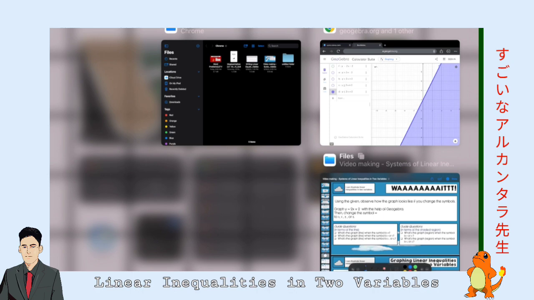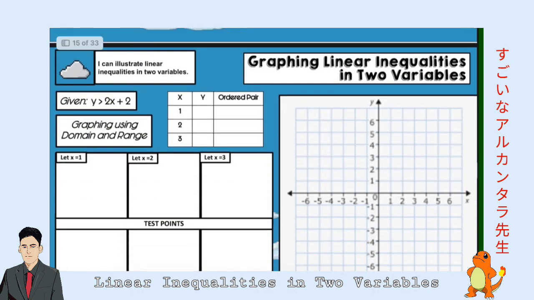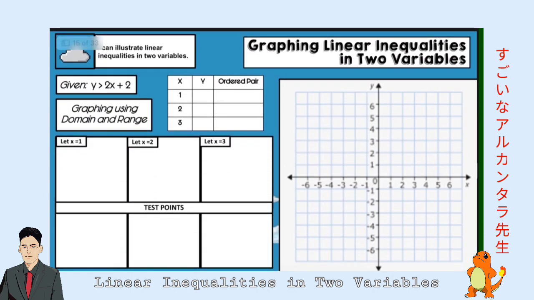Okay, let's continue. So let's continue and try to graph it using domain and range. So what I'm going to teach you in this specific part of the video is the different ways of graphing linear inequalities. We will have two examples using domain and range, and we're going to have two examples also using slope-intercept form. So by using domain and range, what you have to do is using the inequality, you may pretend as if it is an equation first. You might be asking, sir, why do we have to pretend as if it is an equation first?